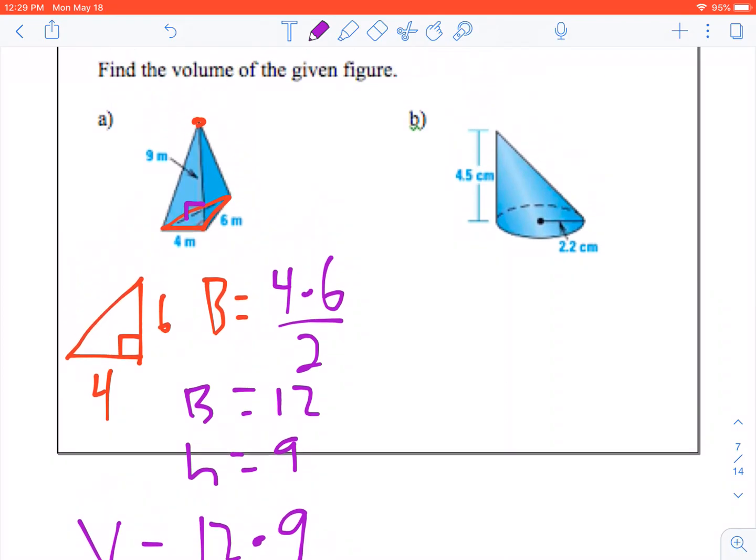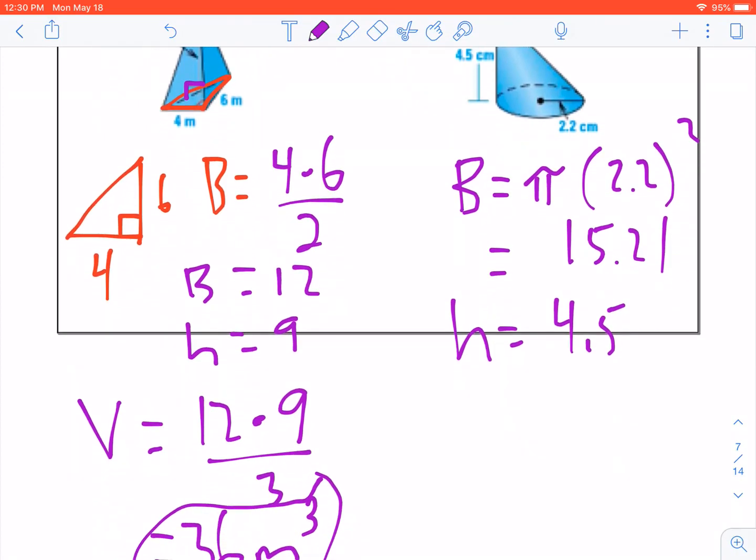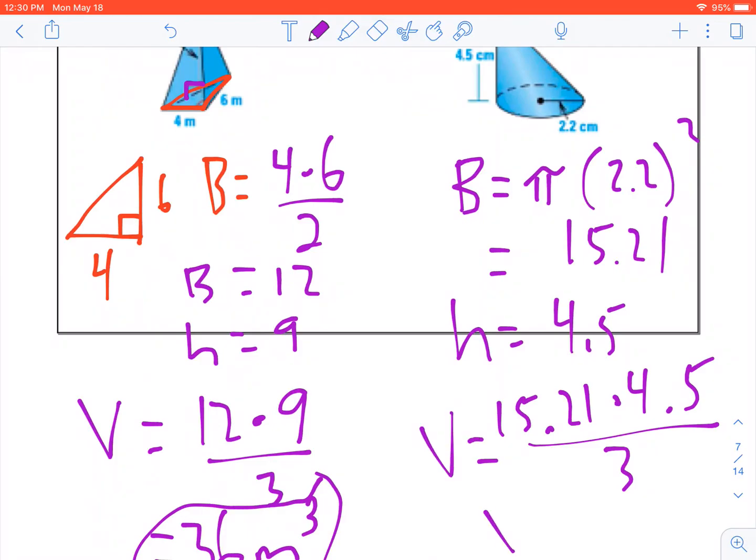Circle is the same idea. Area of the base, it is pi times your radius, which is 2.2 squared. So multiply it out. Pi times 2.2 squared. We end up with 15.21. Your height, they give you to be 4.5. So volume is 15.21 times our 4.5 divided by 3. So 15.21 times 4.5.